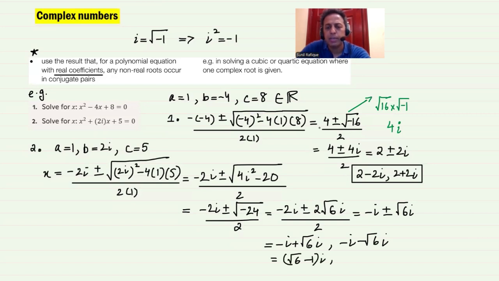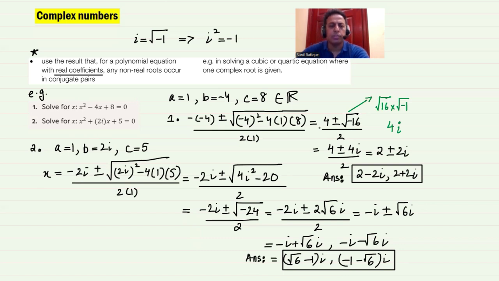Both numbers are just imaginary numbers, all of it. And minus 1 minus root 6 iota. So these are my answers. And clearly you can see that these are not conjugate pairs. These are not conjugates of each other. So this will only be valid when the coefficients are real. And in this case, you can get any sort of roots, but they will not be conjugates of each other.